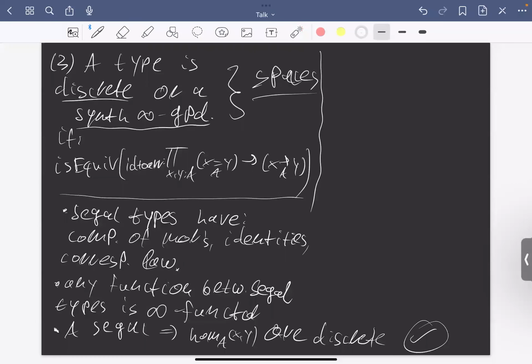And a type is discrete if and only if all arrows happen to be isos in the sense of the directed iso.